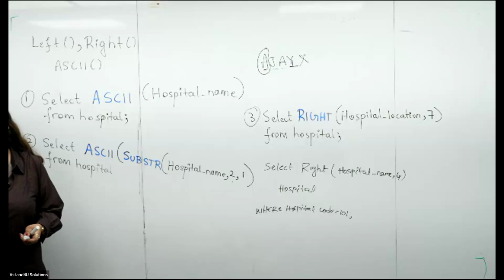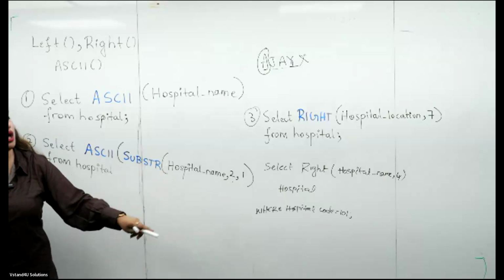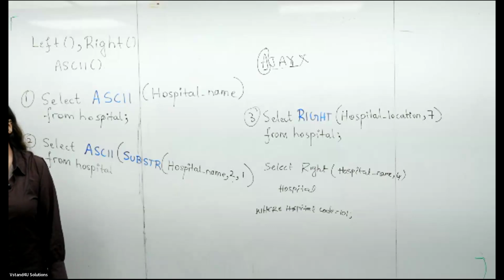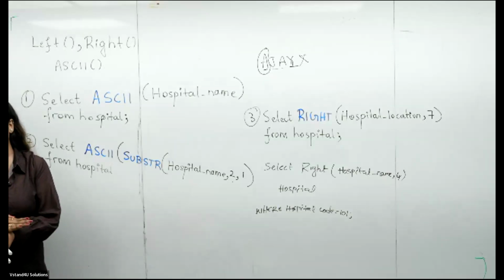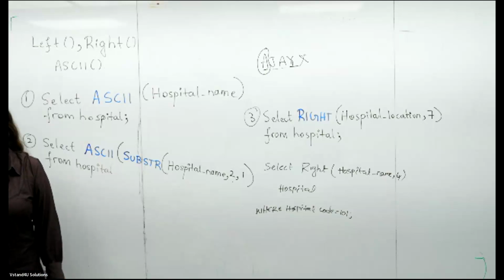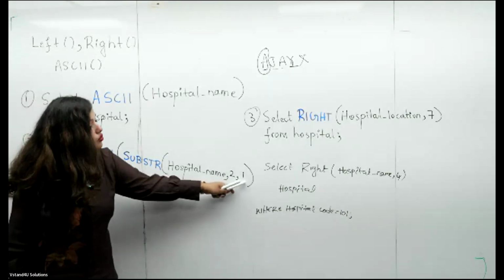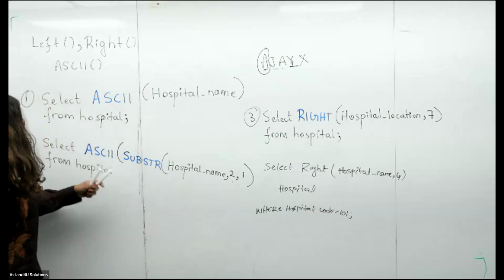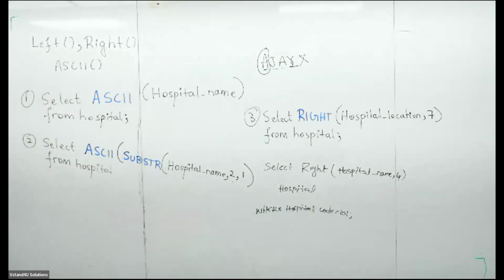If it was 2 characters, then you would have given 2, 2, or alone you would have given only 2. They are telling you to fetch the value leaving the first character and take only the second character. That is the reason I'm writing 1 here and not 2. Clear? Clear with this? From the table called hospital. Have they given any condition here?